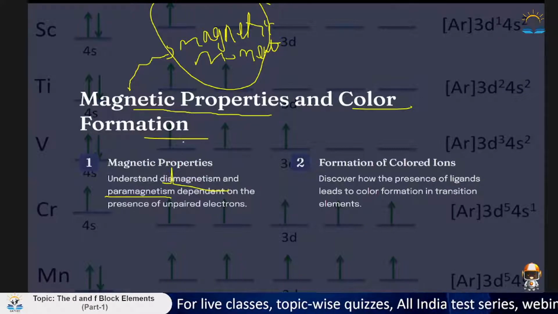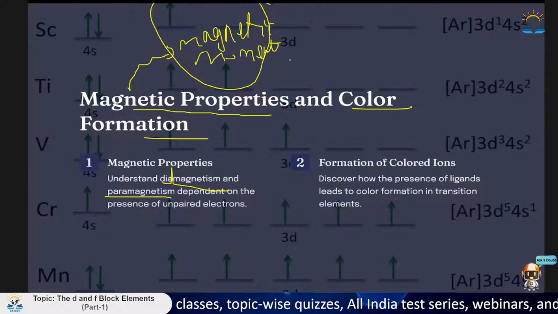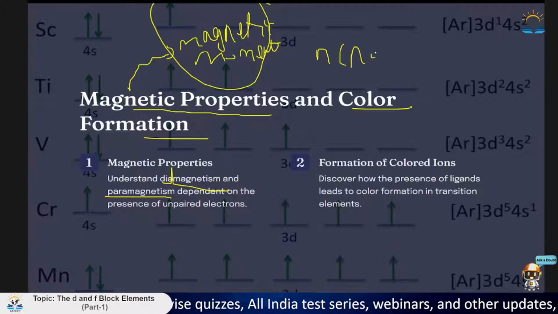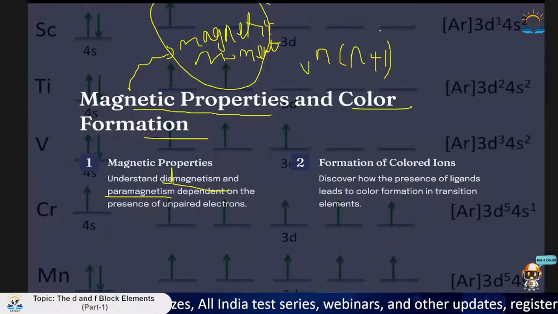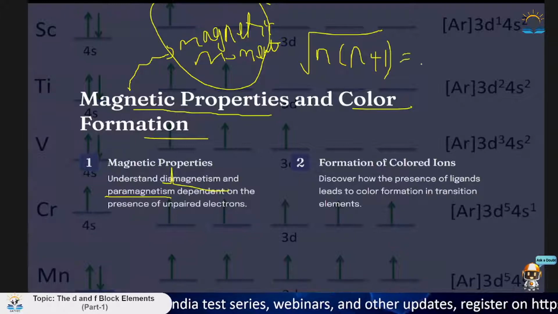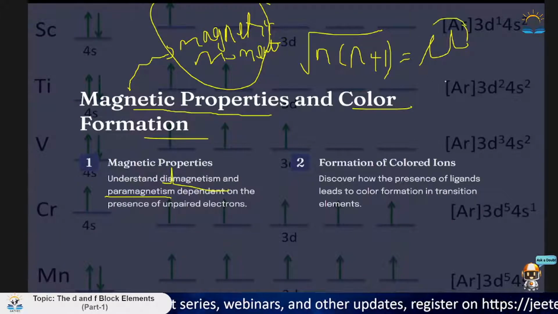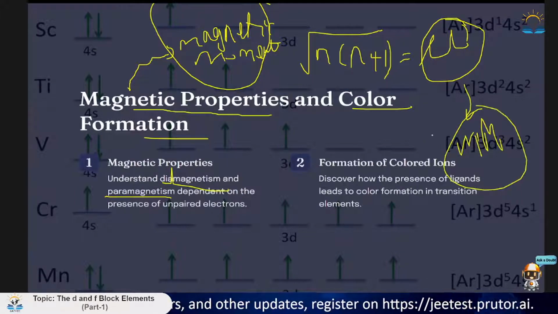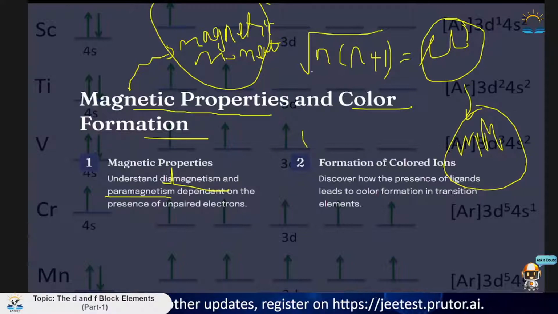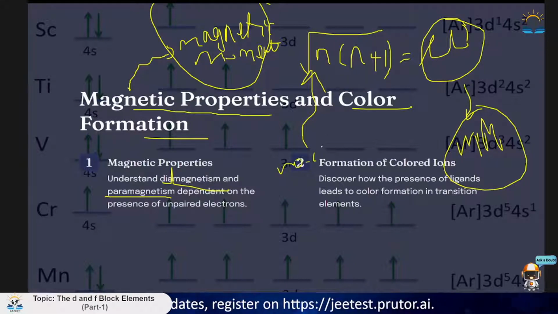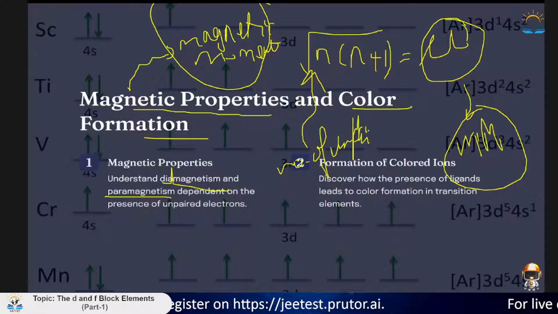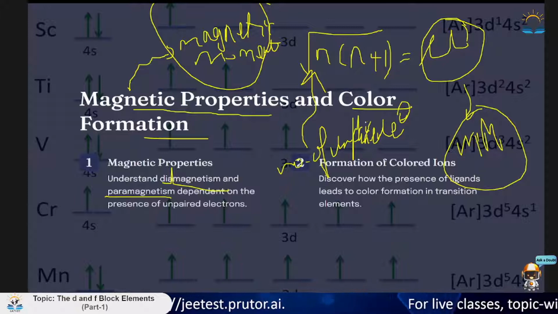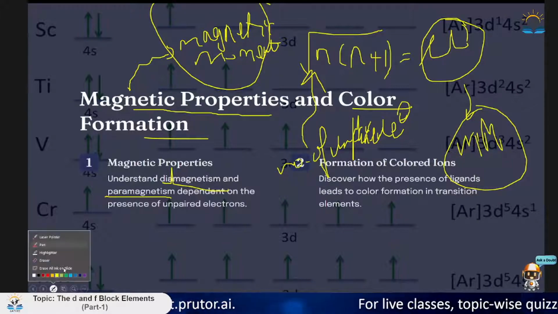But how do we calculate these magnetic moments, right? So we have the formula, that is the square root of n into n plus 1. This will give me mu, and mu is the general representation of magnetic moment. Okay, that's clear. Now, what is n? n is the number of unpaired electrons. So that is magnetic moment for you all.